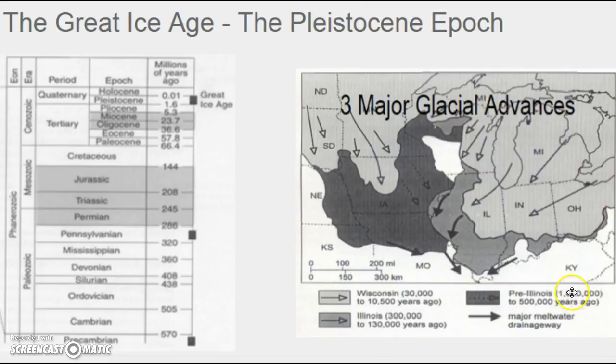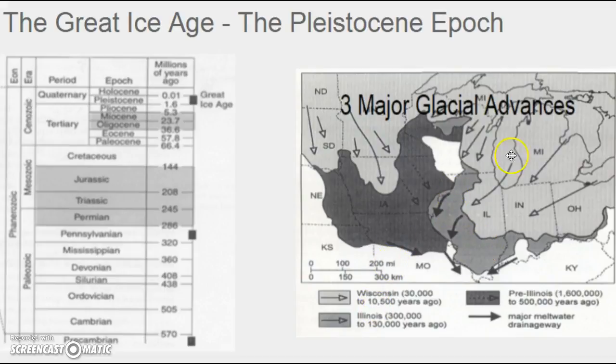In the last 1.6 million years, we had 3 different phases, we can call it. We had the pre-Illinois from about 1.6 million years to about 500,000 years ago. That's located in the dark coloration here. And after that, we had a little bit of a time gap before the next advance called the Illinois, from 300,000 to 130,000 years ago. That's this lighter shade of gray.